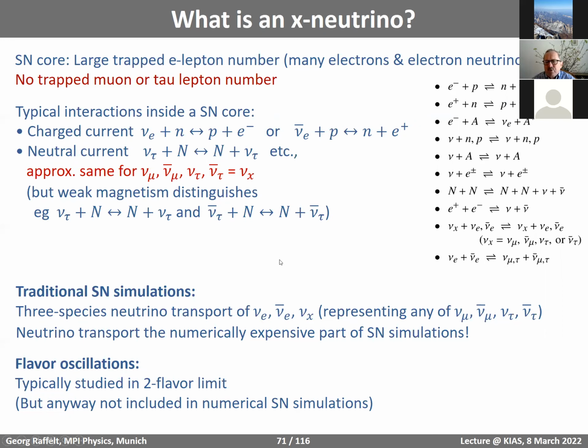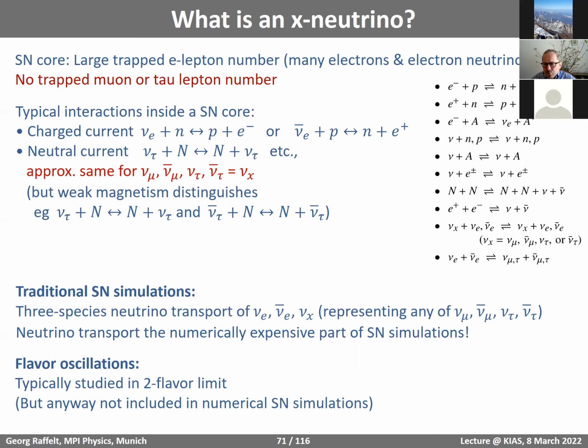And everything else is called an X-neutrino, whether it's a mu, tau, or their antiparticles. So in supernova neutrino simulations, one often has what's called three-species neutrino transport, where one uses these three species, so to speak, as representing all of the neutrinos. Now, this is an approximation, clearly, but this was maybe good enough until recently, and it is still done in most supernova simulations because the neutrino transport is numerically the most expensive part, because one has to solve the Boltzmann collision equation.